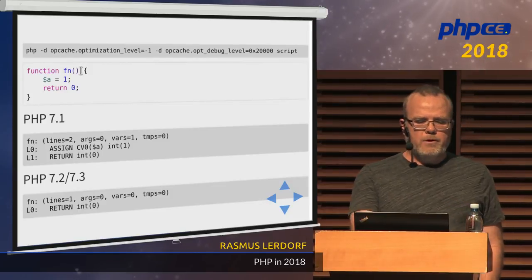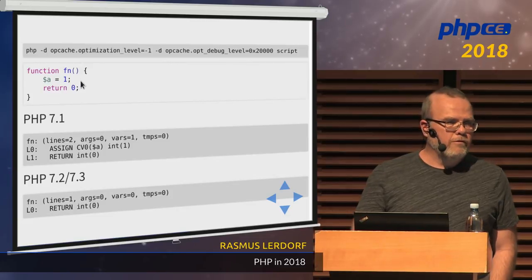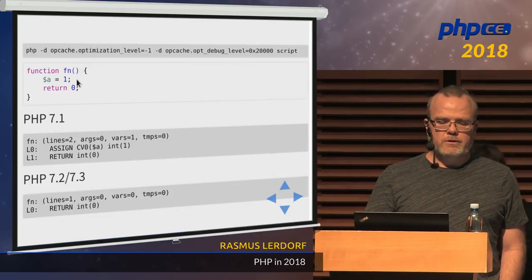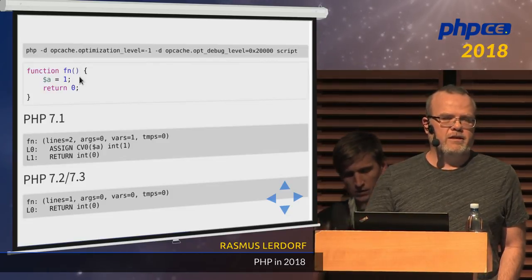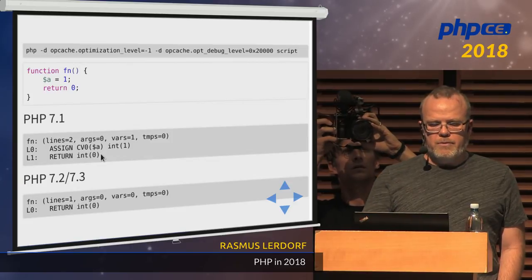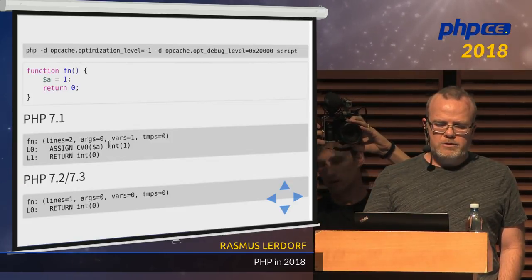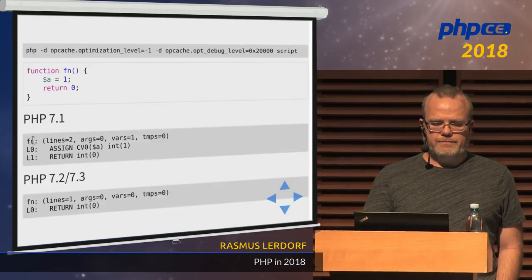So if we dump the opcodes after the optimizer of this little script, here's a function that sets local variable a to 1 and returns 0. Obviously, this assignment is completely useless, right? It doesn't do anything. PHP 7.1 will happily compile this file and create opcodes that assign 1 to a and return 0 for function fn.